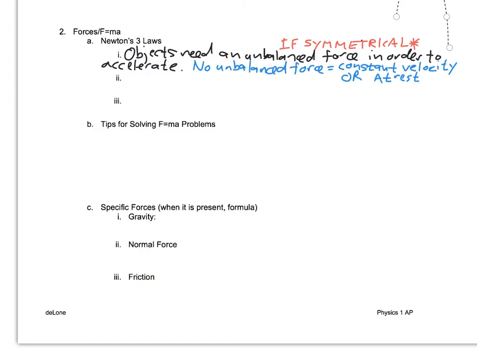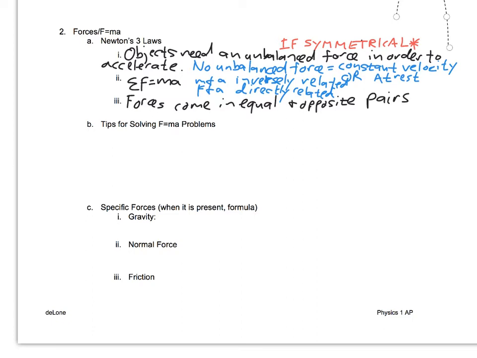The second law is just F equals ma, but it does tell us about how those three variables are related. Mass and acceleration are inversely related, force and acceleration are directly related. And then lastly, we have Newton's third law, which is that forces come in equal and opposite pairs. So the force that A exerts on B is the same as the force that B exerts on A, just in the opposite direction, so it's negative. We indicate that with our sign, of course.